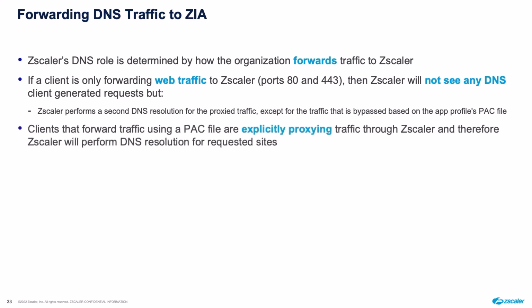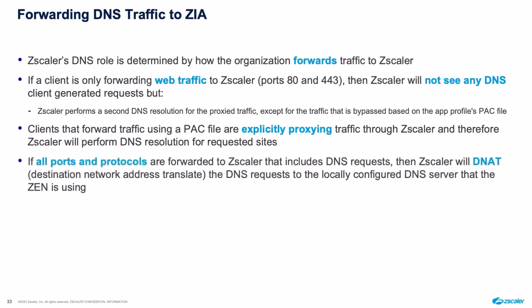Now, clients forward traffic using a PAC file. Oftentimes it's explicit proxy forwarding, and therefore Zscaler has to rely on this mechanism of DNS resolution by looking at the SNI of the traffic from the client hello and do appropriate optimizations. The best way to leverage DNS capabilities from Zscaler is to forward all ports and protocols to Zscaler, including DNS requests. That way, Zscaler's destination NAT will do a NAT on the source IP and send the DNS request to the locally configured DNS servers that the ZEN is using.